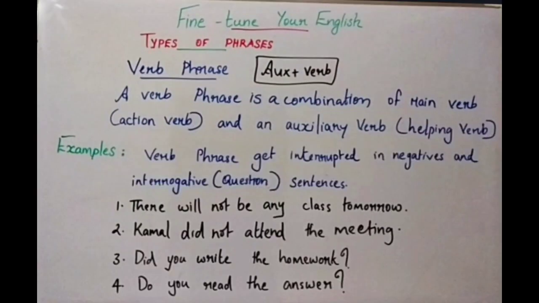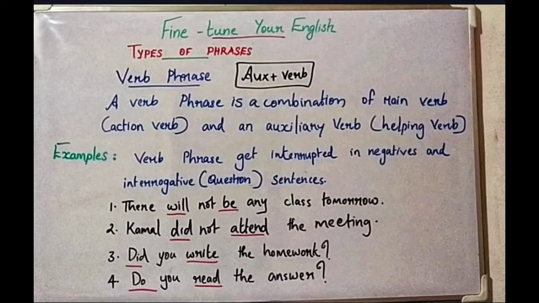Okay, note this additional point about verb phrase. A verb phrase gets interrupted in negative and interrogative sentences. See the example given below. There will not be any class tomorrow. Here in the sentence, will be is the verb phrase and it got interrupted with the word not because it is a negative sentence.